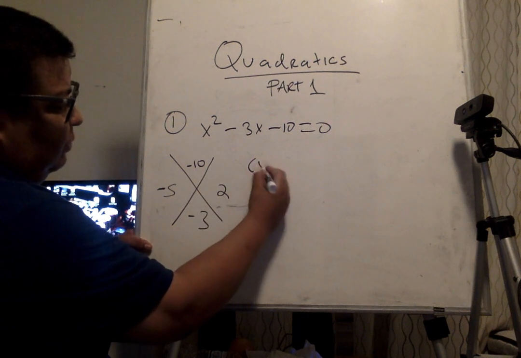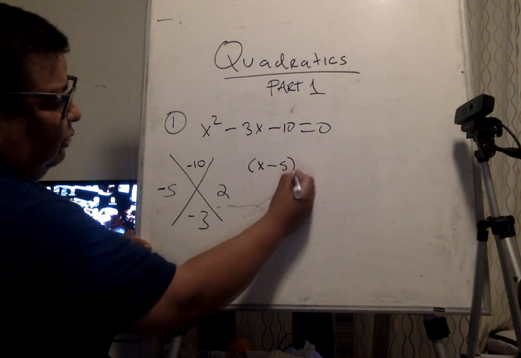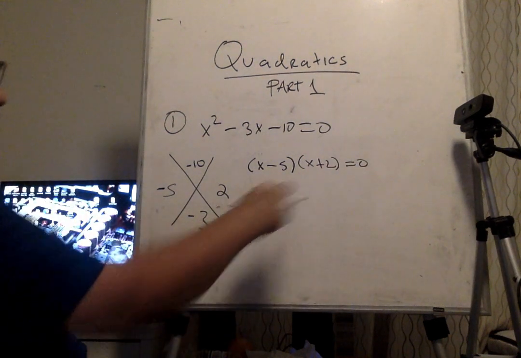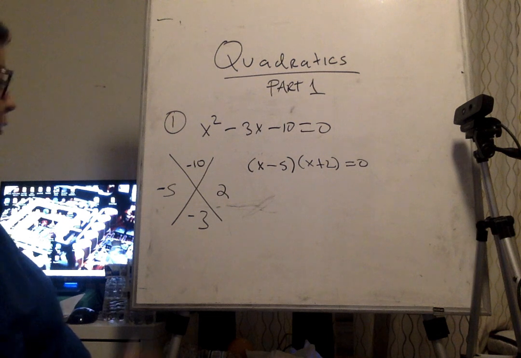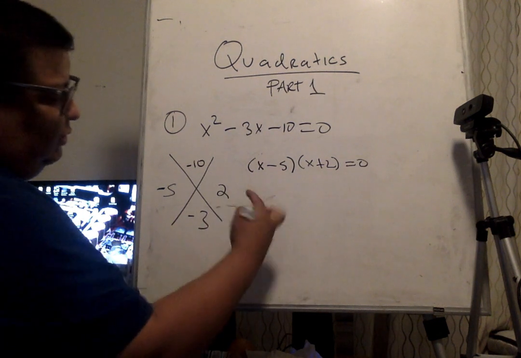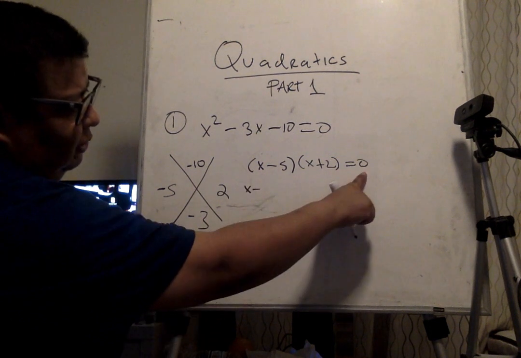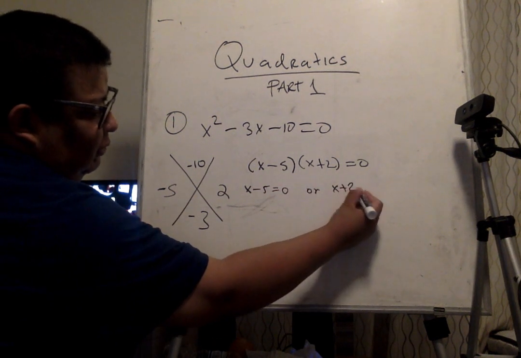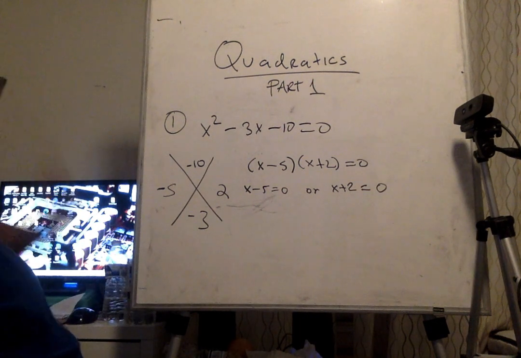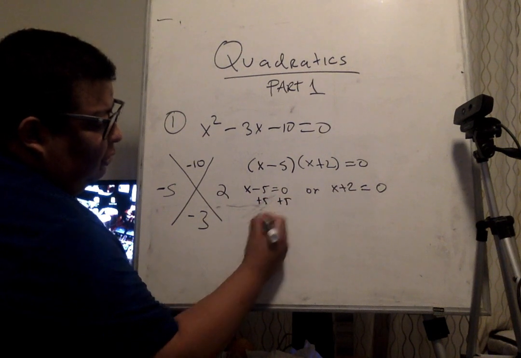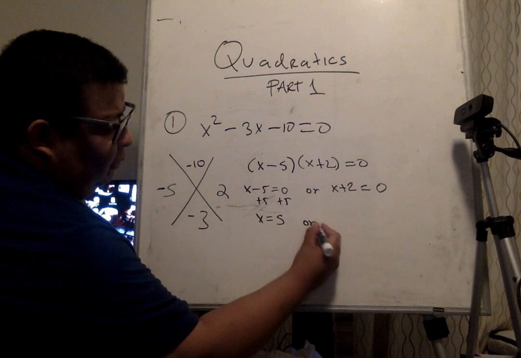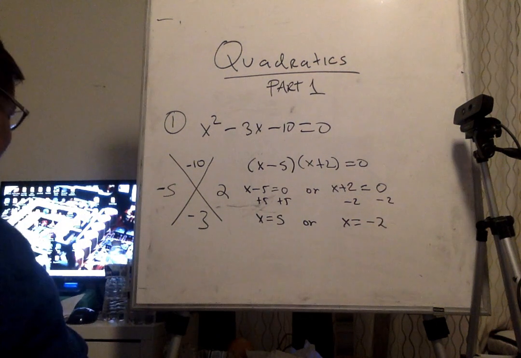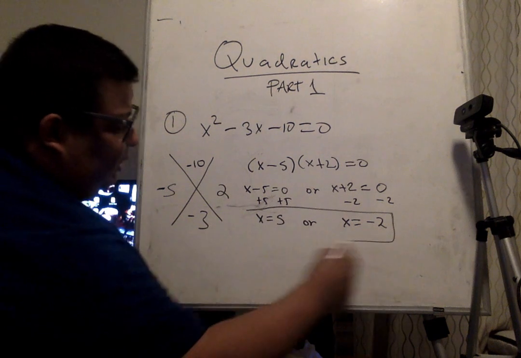Next step is to put them in parentheses like this. These are factors now. Factoring: x minus 5, x plus 2 equals 0. So now this quadratic is factored. The next step is to solve for the x's. We have two x's, so we set each parenthesis equal to the right side, which is 0. x minus 5 equals 0, or x plus 2 equals 0. So now plus 5 on both sides: x equals 5, or minus 2 on both sides: 0 minus 2, x equals negative 2. So x equals 5 or x equals negative 2. That's the answer. These two are the solutions to the quadratic.